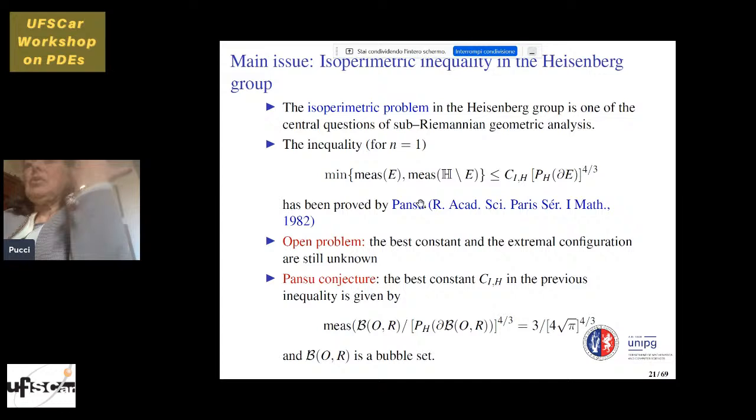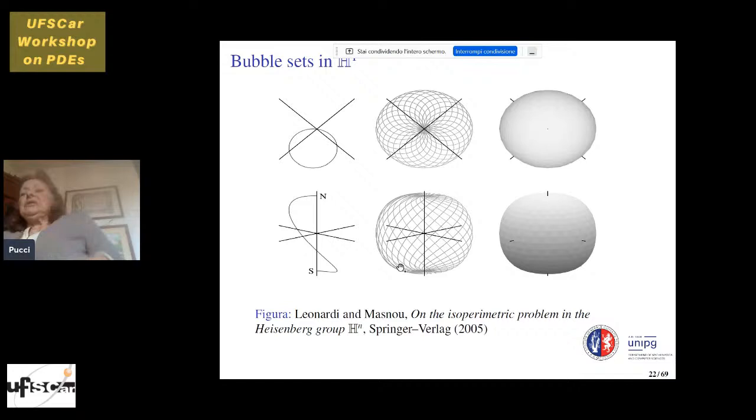This inequality was proved by Pansu, but the main open problem is that the best constant of this configuration is unknown. There is a conjecture of Pansu, but this bubble is just a conjecture. Just to see this configuration, this is a marvelous picture given in a recent monograph. This is the figure you see from above. You take a length from the south pole to the north pole, and this curve, you make the envelope and you find this ball in H1. This is the bubble in the Heisenberg group.